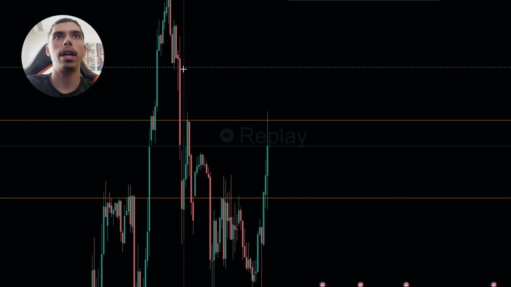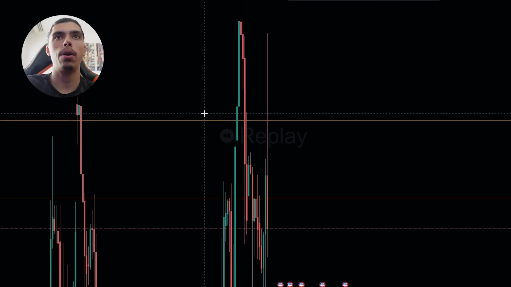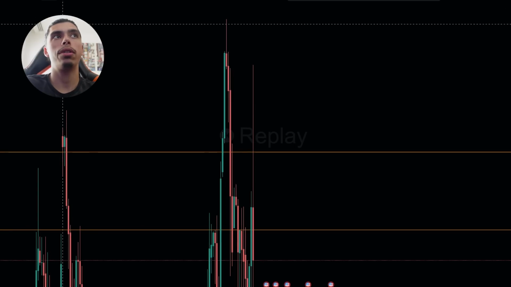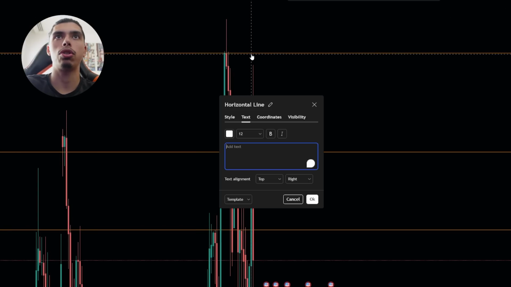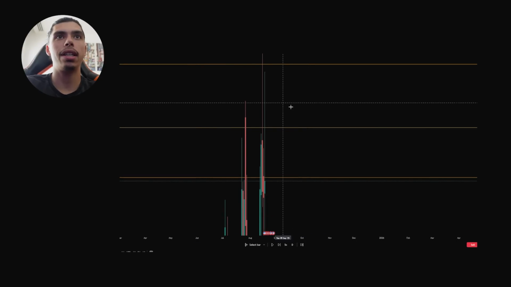We can check the 1 hour. Anything obstructing us? No. 4 hour, anything obstructing us? No. 4 hour resistance is all the way up here. So we can mark that just so we know where it is. Then we go to daily. Anything obstructing us on daily? No. The daily support is down here.